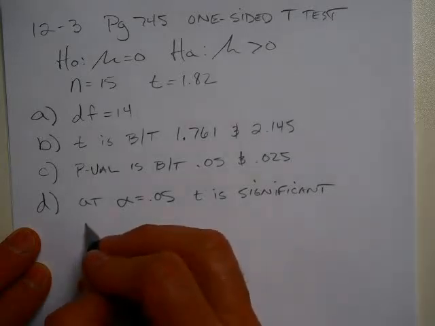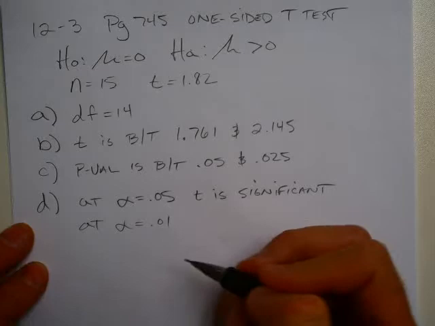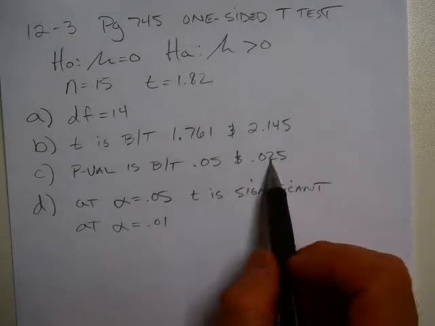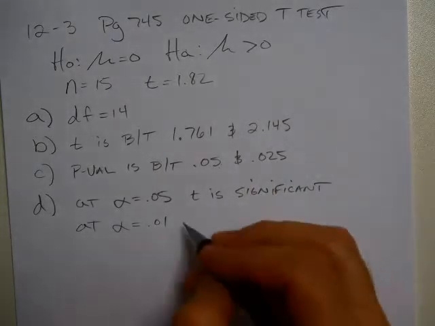What about at 1%? Is t still significant at 1%? No, because it's between 5% and 2.5%. It would have to be less than 1%. It's simply not.